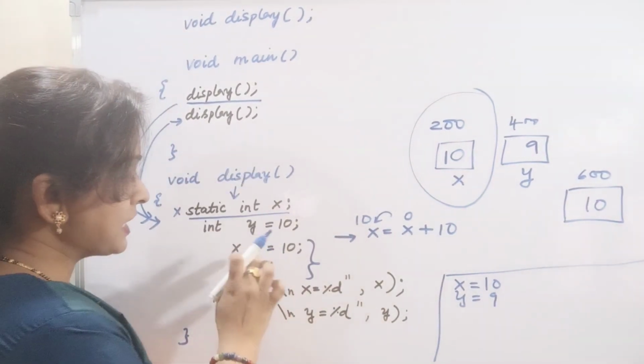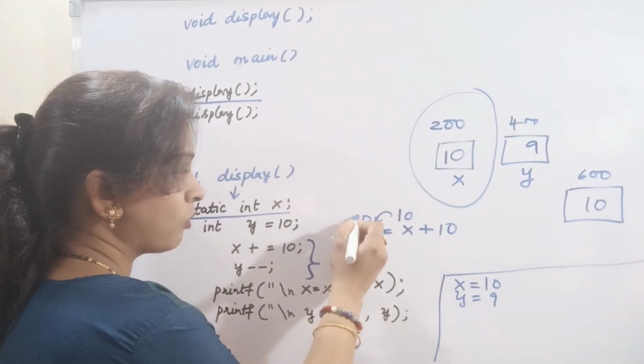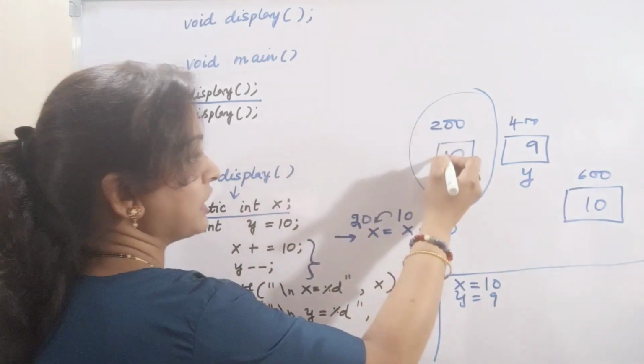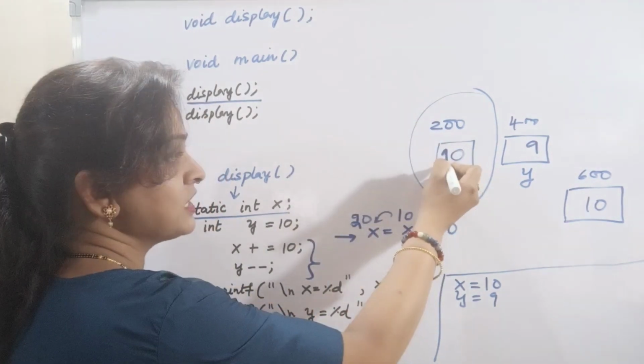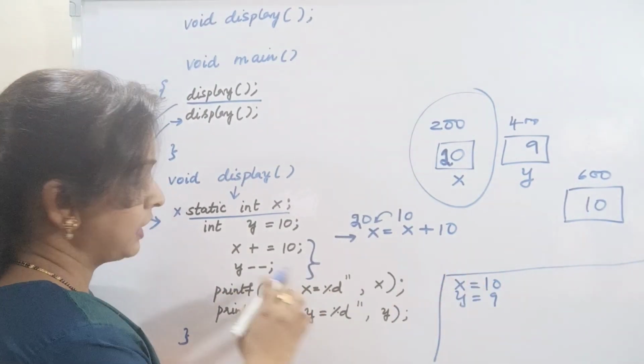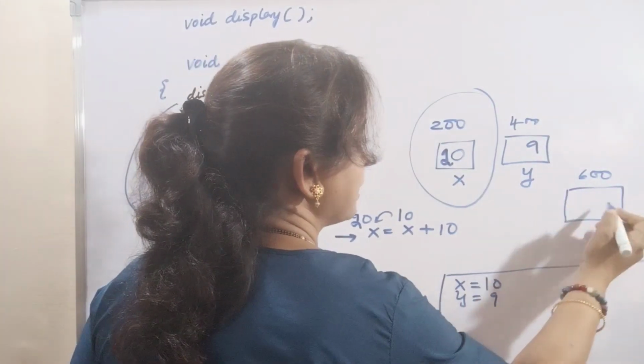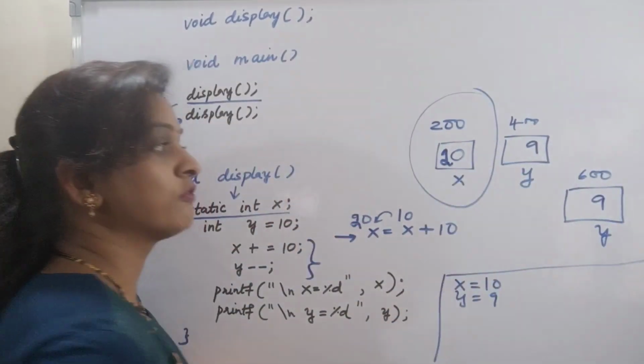Now, I say x plus equal to 10. What is x? It is 10. So it is 10 plus 10. What will be the new value for x? It is 20. So the new value for x is 20 now. Then I say y, it's a new block. It is 10 minus minus, so it is 9. So the new value of y will be 9.